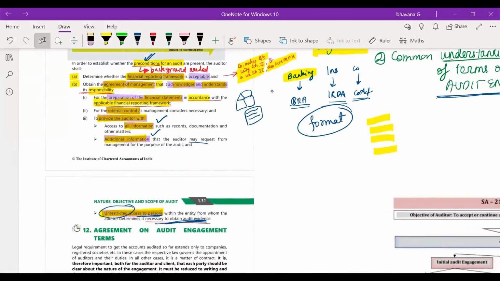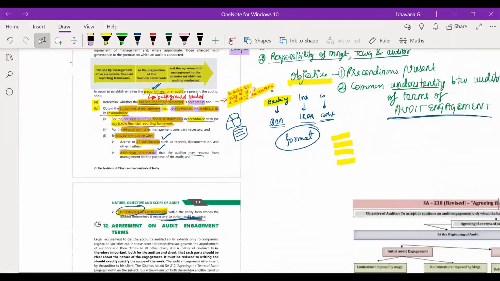There are two preconditions for audit. One, the auditor has to check whether the company's financial reporting framework is acceptable. Second, he has to see whether the management understands its responsibility. There are three management responsibilities. One, management understands that it has to prepare financial statements according to the applicable financial reporting framework. Two, management understands its responsibility relating to internal controls. Three, management understands that it has a responsibility to provide the auditor all the information, additional information, and unrestricted access to persons if necessary to obtain audit evidence. So this is the precondition of audit.